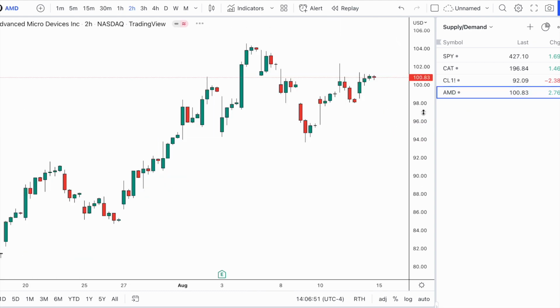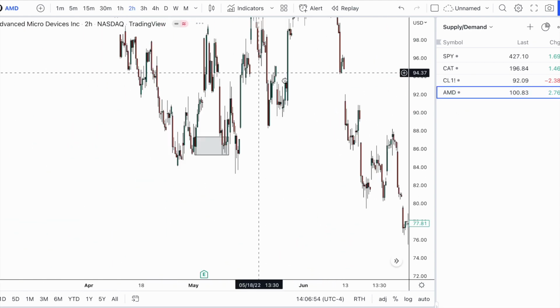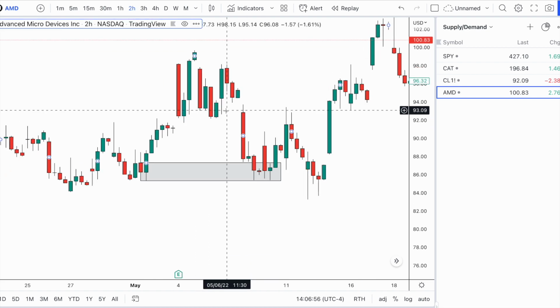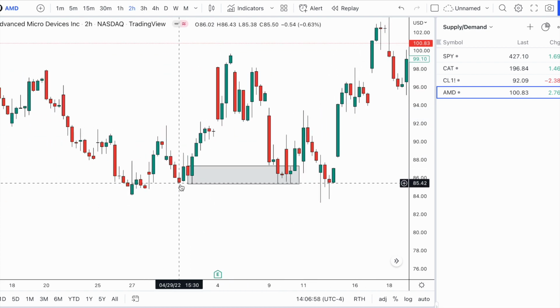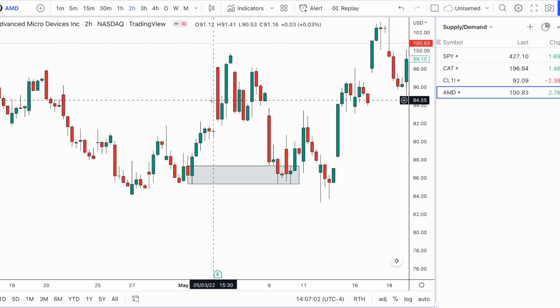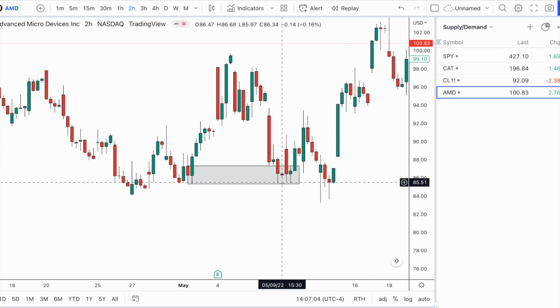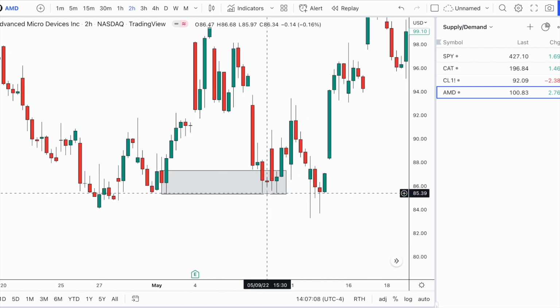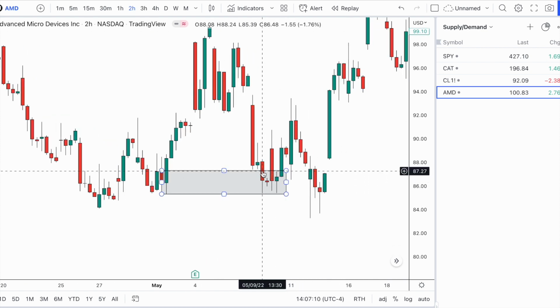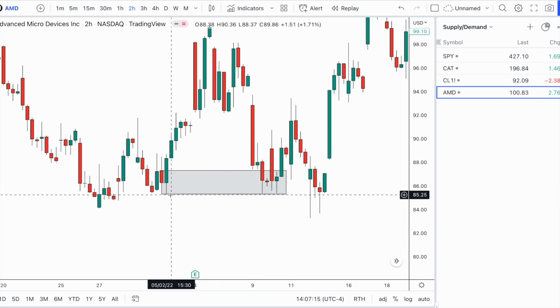So let's take a look at AMD, the last example I have. On this 2-hour demand zone, price comes down, so we have a drop, we base, we have a rally. We come all the way down to the bottom of the zone. I mean, buyers are not that strong. We should have held up near the top, near 87. We broke 87 and came all the way down to the bottom.